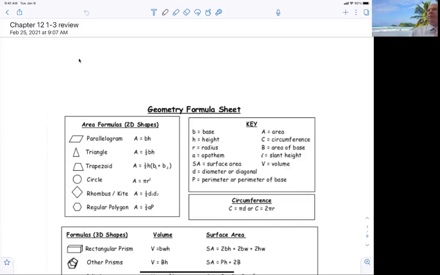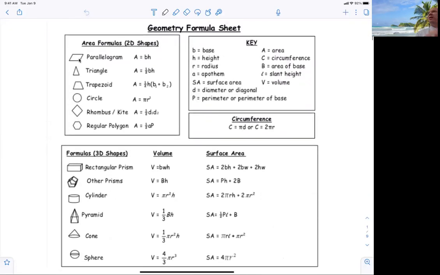I decided I'm going to give you the little formula sheet. All right, so there it is right there. This will be the first page. Okay, so it should be extremely helpful.